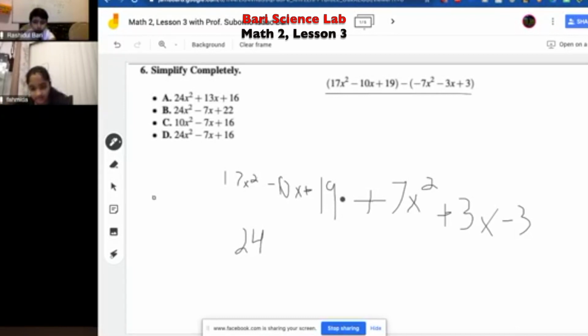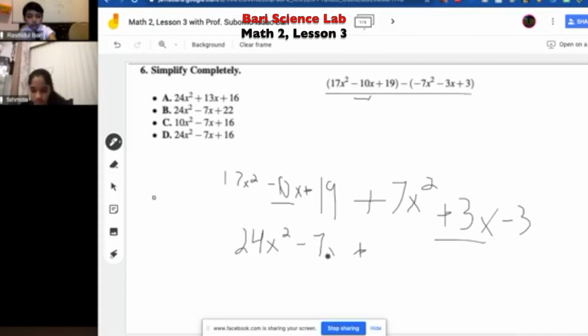How do you get 13x? You have negative 10 and you're adding it to positive 3. Okay. So, don't mix up the sign. What would that give you? Negative 10x plus 3x is negative 7x. Good. And then, what is the last number going to be? 16. Okay, it's going to be 16.